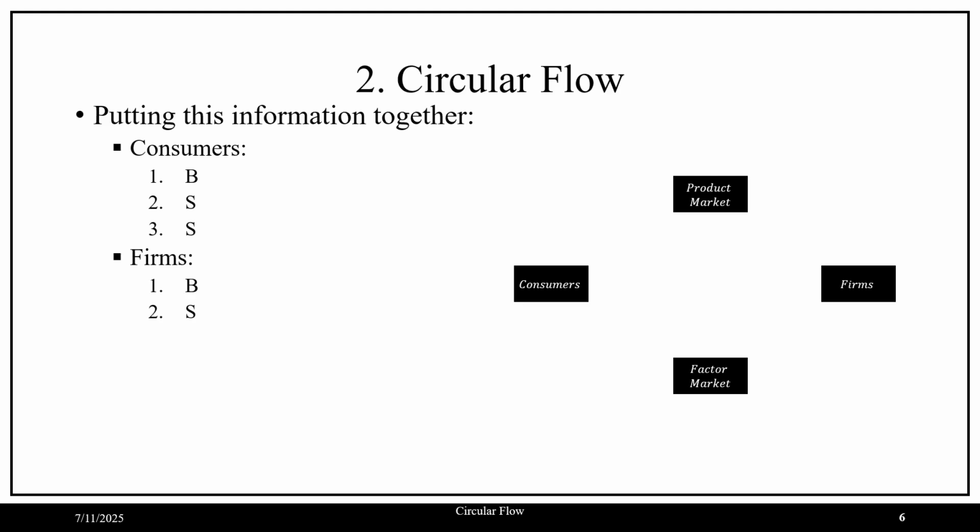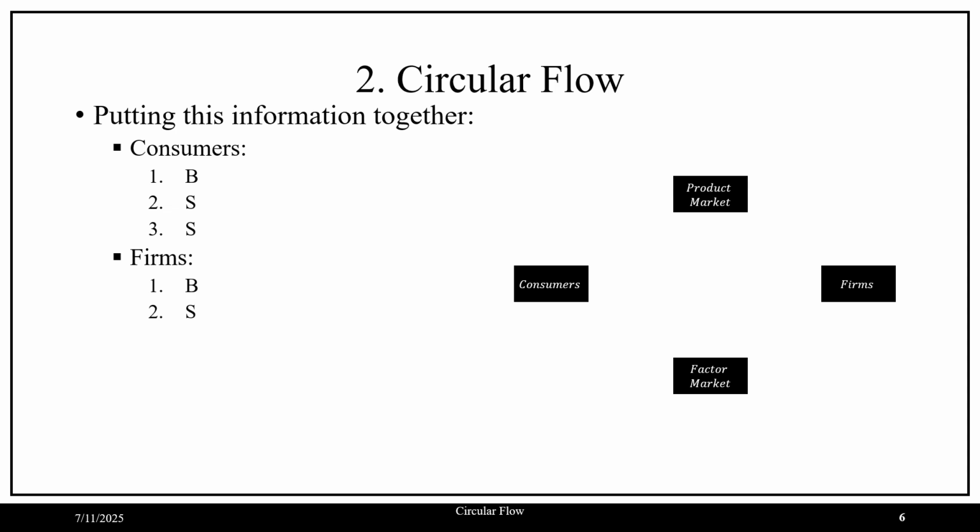So here I have a base circular flow model. I have two different types of agents: the consumer on the left, and the firm on the right. I have two different locations that they can go to. They can go to the product market at the top, which is where goods and services will be traded. They can also go to factor markets at the bottom, where factors of production such as land, labor, capital, and entrepreneurship can be exchanged. For right now, let's just think about this as where labor can be traded.